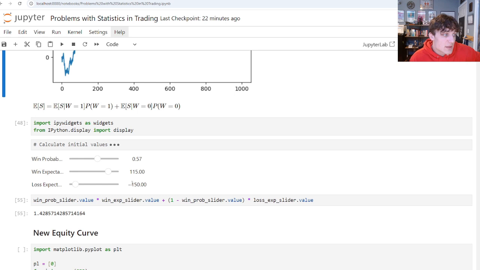So what I have here is a little app. I could barely call this an app, I would say. But if I change this slider, I'm going to compute the edge of the trading strategy S. So this is my win probability here.